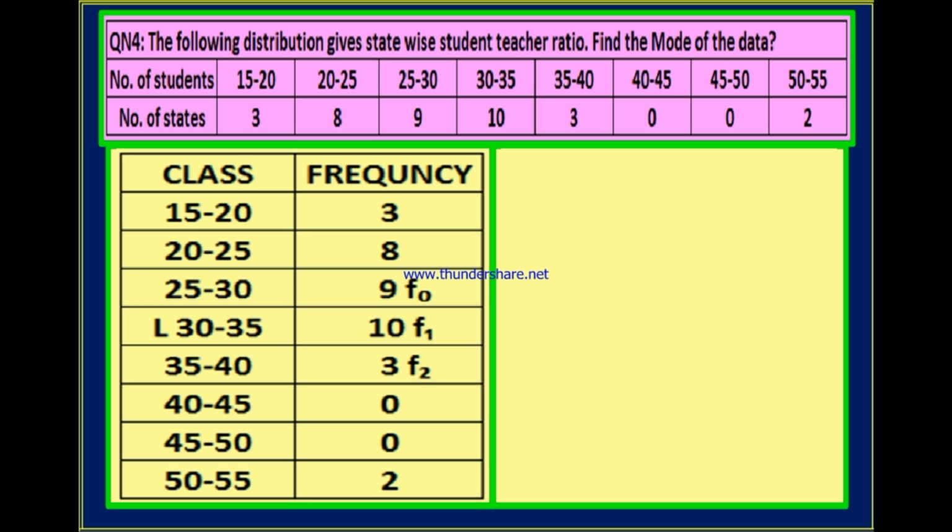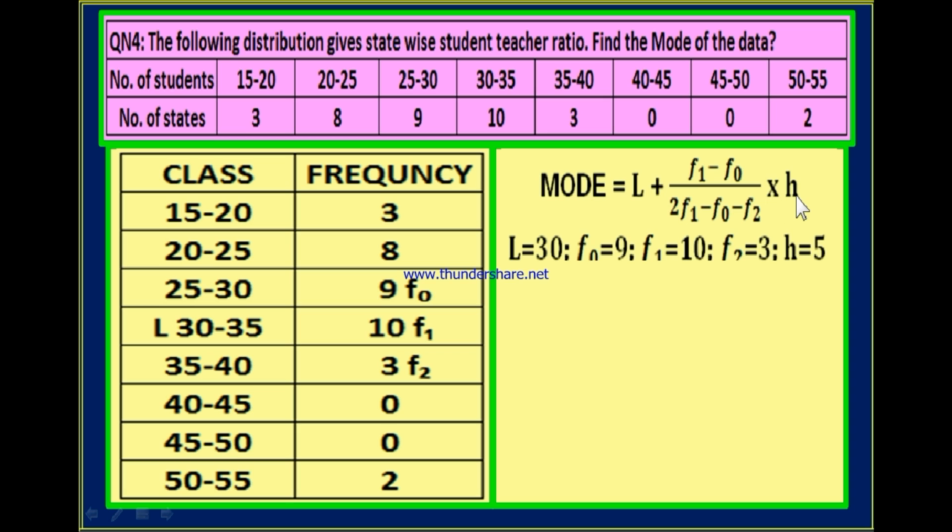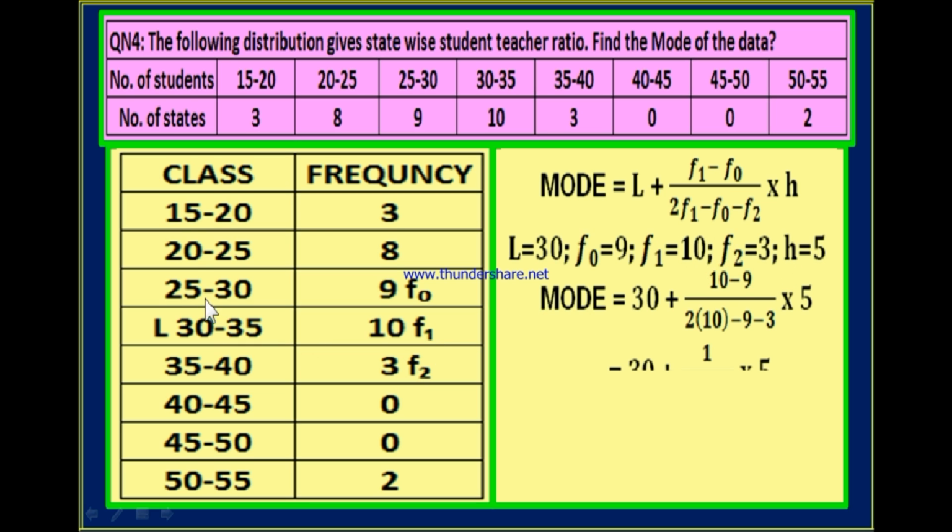As you know all these values, then you can go for the calculation part. Let us write the formula to find mode first of all. Mode is equal to L plus F1 minus F0 by 2F1 minus F0 minus F2 into H. This is the formula to find mode. Here L value 30, F0 value 9, F1 value 10, F2 value 3 and H means height of the class. It is nothing but the difference between any two successive lower boundaries or any two successive upper boundaries, which is always 5. H is equal to 5.